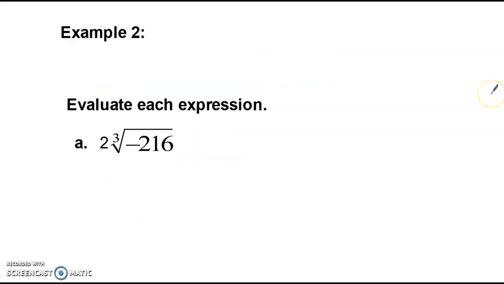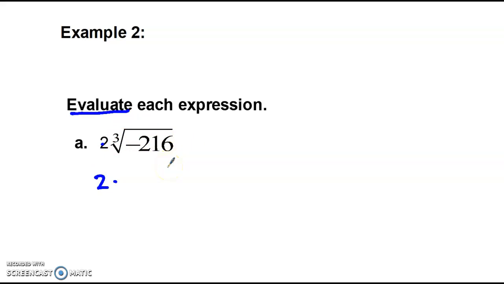Now we're being asked to evaluate each expression. So again, anytime you see the word evaluate, you want to make sure you keep in mind the order of operations. So here we have 2 times the cube root of negative 216. So are we going to work with our exponents first, which includes roots, or do we do multiplication first? We're going to simplify our exponents and our roots first.